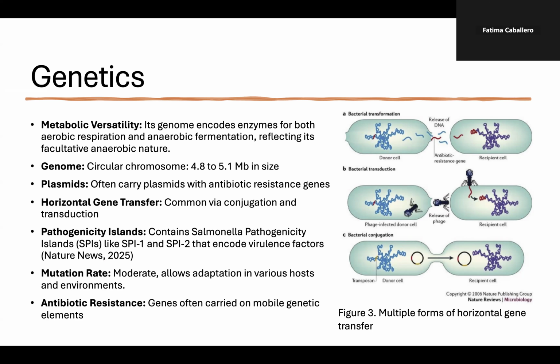One of the biggest factors in its ability to cause disease is something called pathogenicity islands. These are large sections of DNA that contain genes for virulence factors. Basically, they give the bacterium the tools it needs to invade host cells, avoid the immune system, and cause infection. Lastly, its mutation rate is moderate, not super fast, but still enough to allow it to evolve over time. This helps it adapt to new hosts and environments and can even contribute to antibiotic resistance. All of this makes Salmonella enterica a very adaptable and sometimes dangerous pathogen.